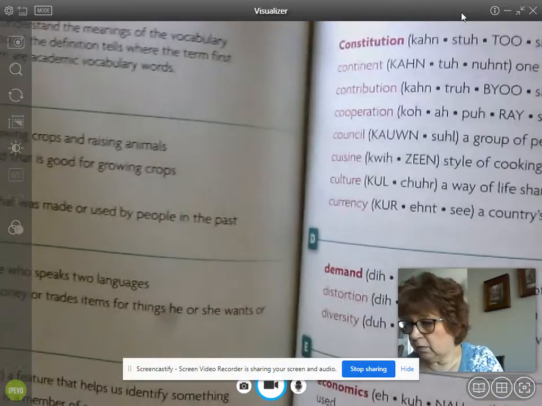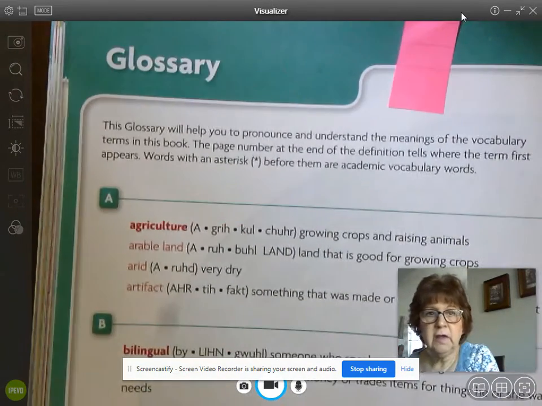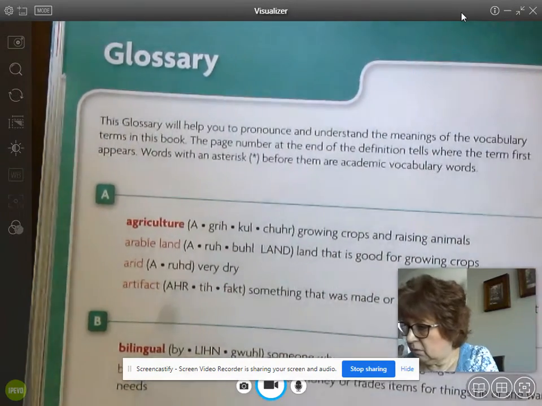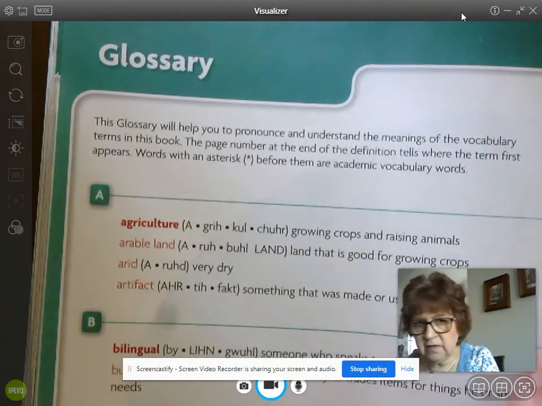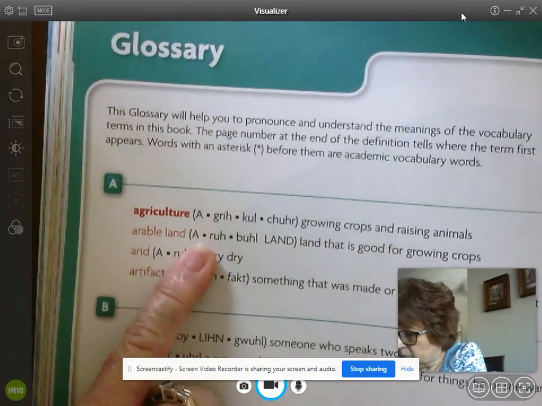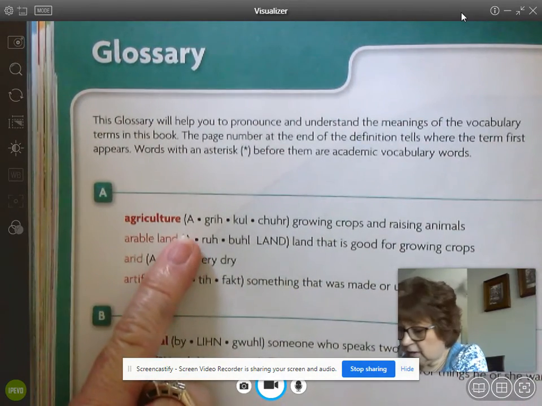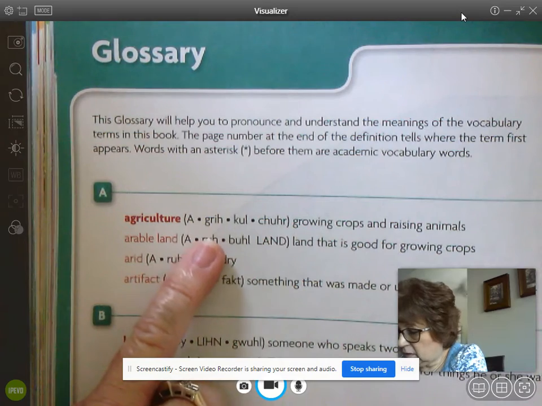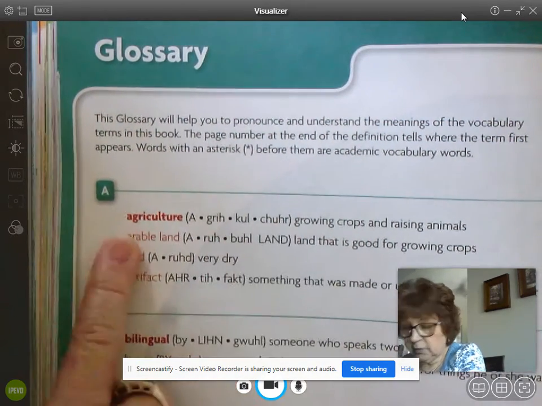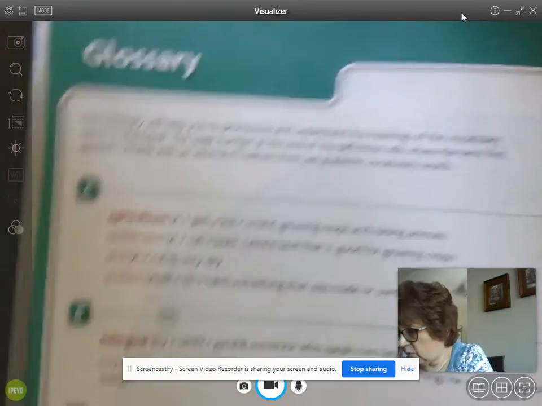Here we have our glossary. Okay, remember that is like a dictionary that is specific to this book. And I didn't see too many in the text itself, but here is a pronunciation guide. So this tells me that I would say this word as agriculture. Agriculture. Okay, so it tells me phonetically how to say that word.